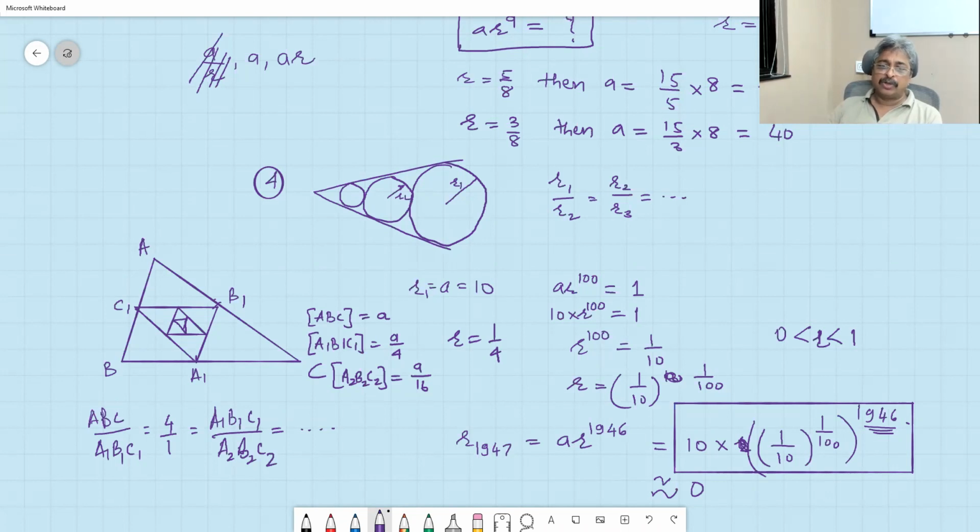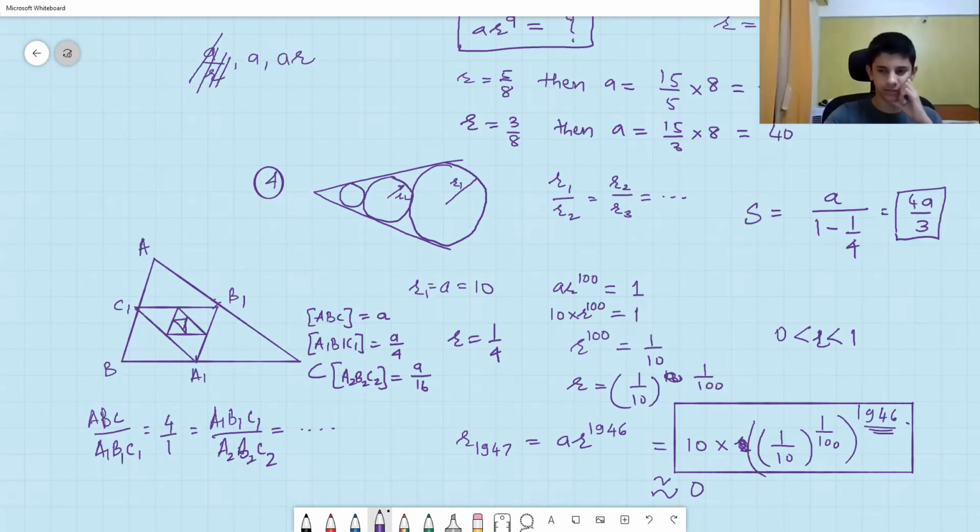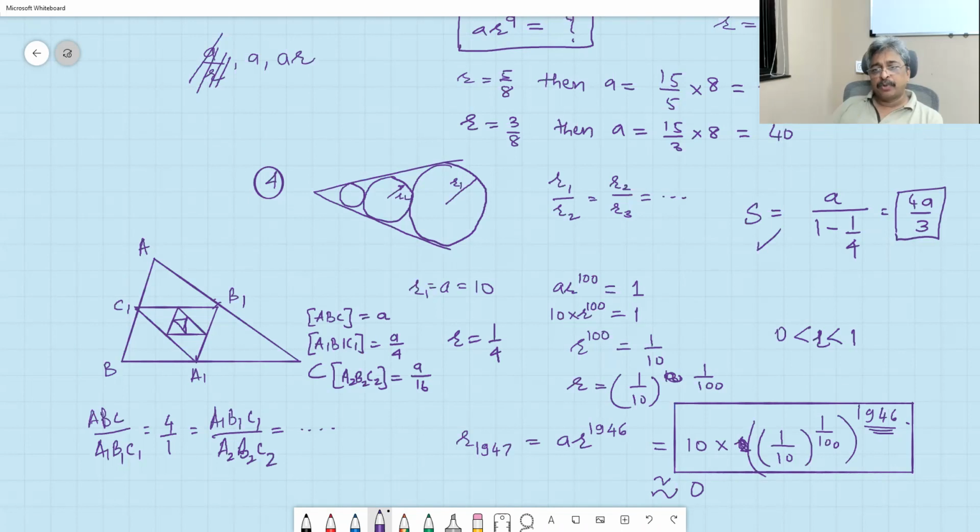Therefore, the sum of all the areas is going to be the first term a divided by 1 minus 1 by 4, which is equal to 4a by 3. That is the answer. Sir, but we will apply here the geometric progression summation formula, right?